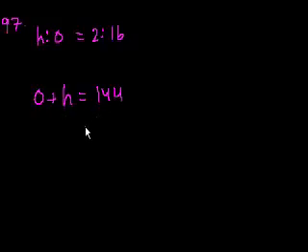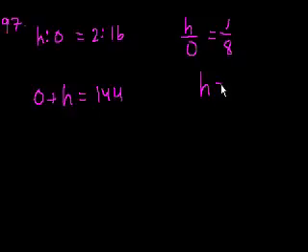And then they tell us that the ratio of hydrogen to oxygen is 2 to 16. Or another way to write it, hydrogen over oxygen is equal to 2/16, which is another way of saying 1/8, right? They want to know how many grams of oxygen, so we want to solve for oxygen. So we want to substitute for hydrogen. We could say hydrogen is equal to 1/8 the oxygen, since I just multiplied both sides times oxygen.